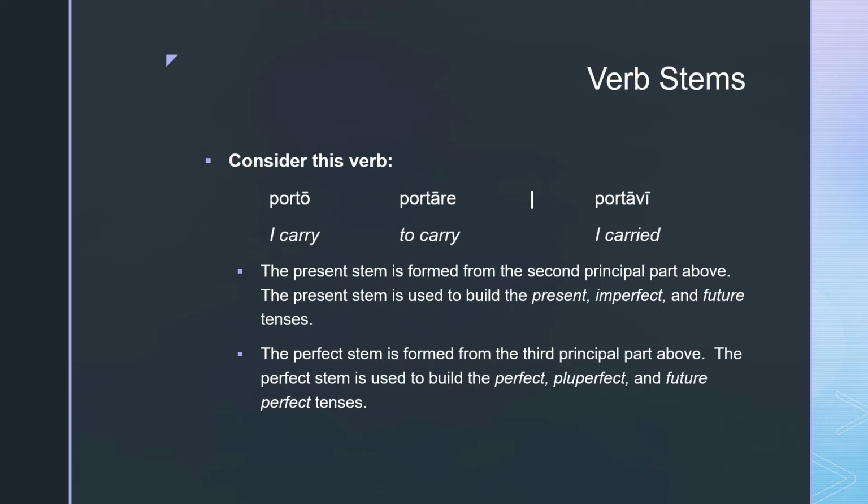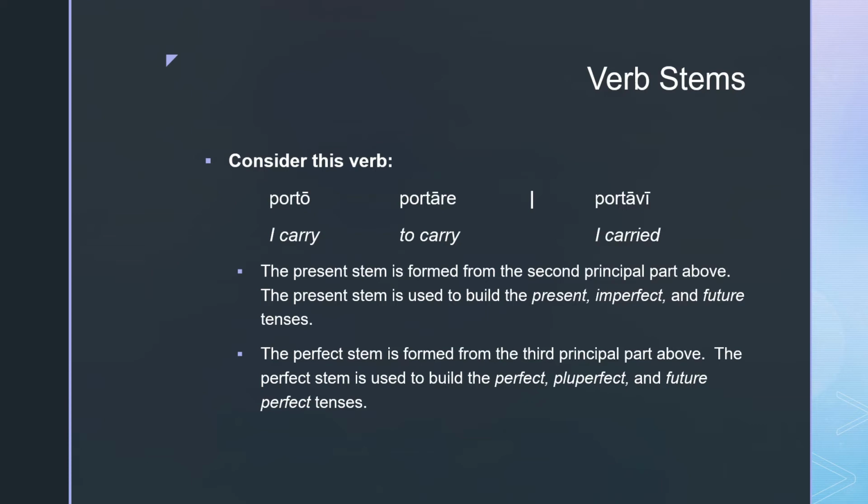So porto, portare, those 2 parts would help us with the present stem, which we use to build the present tense, the imperfect tense, and the future tense. You would just take off the RE, and you're left with porta, and that's the present stem.